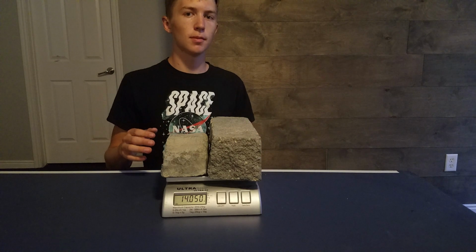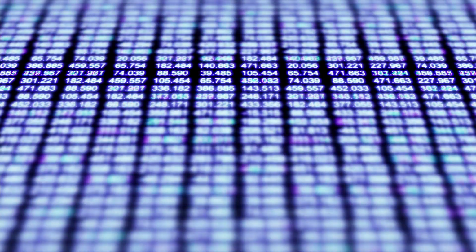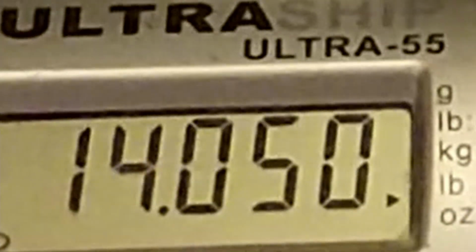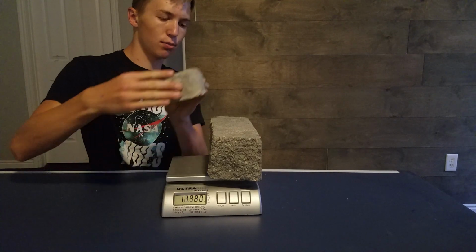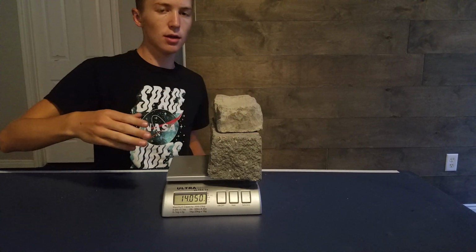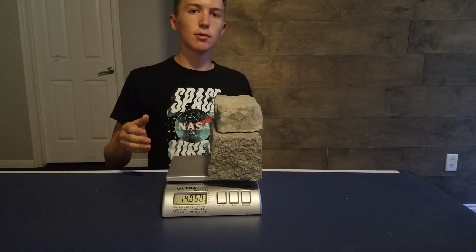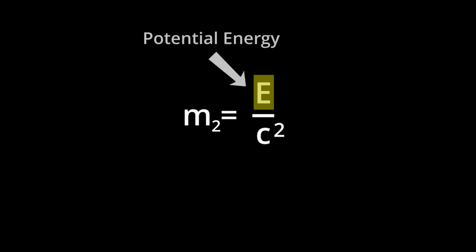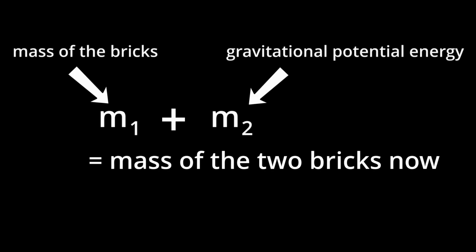Here's an example. Let's weigh two bricks next to each other on a perfectly sensitive scale. Together, the bricks weigh about 14 pounds. But here's the interesting part. If I place this on top of the other, the scale actually registers a small change in the mass of the two bricks. The gravitational potential energy that I added to the top brick makes the mass of these two bricks more than it was before.